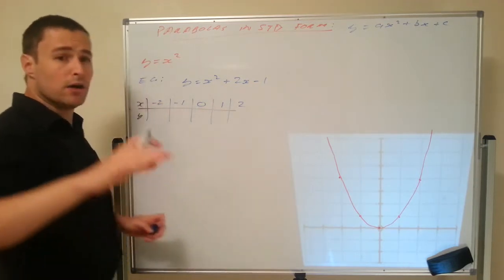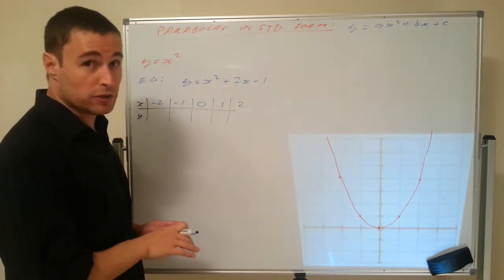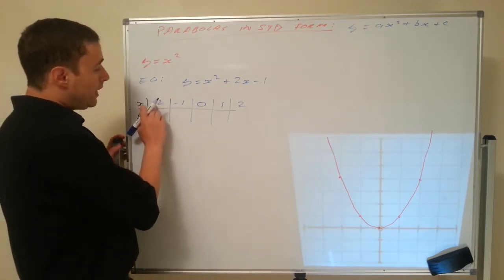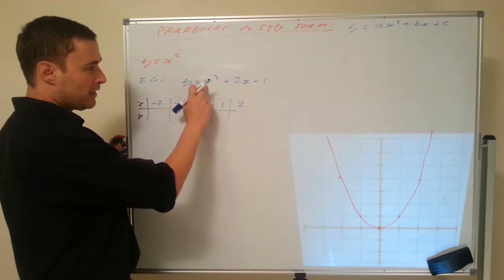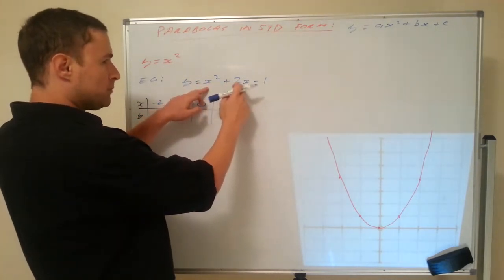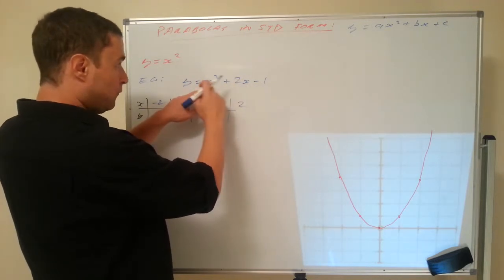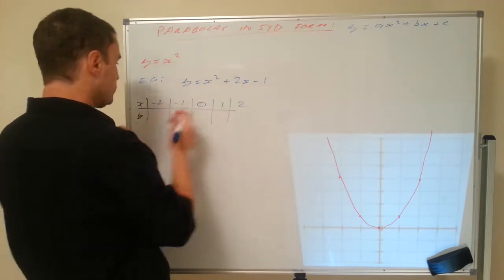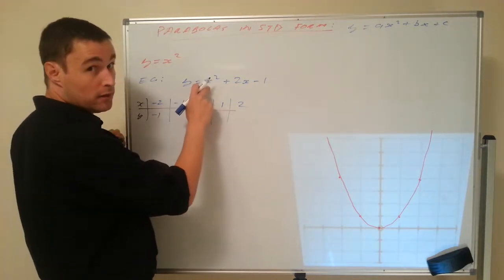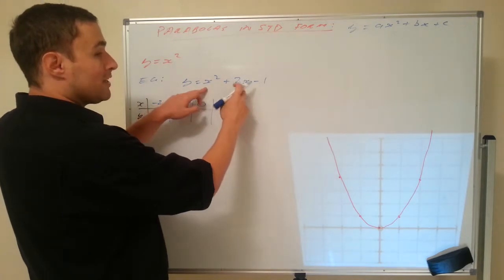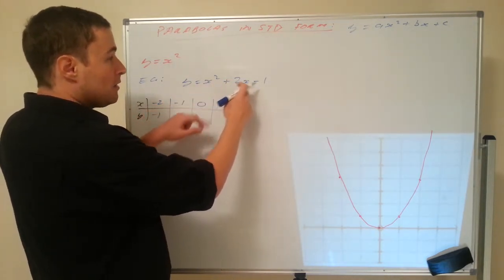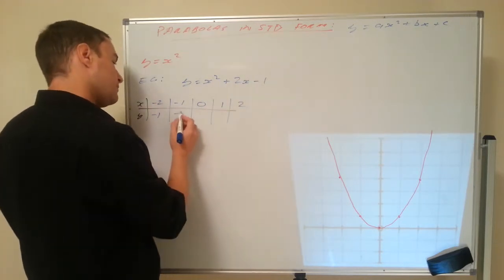Right. Now, the working is on the notes there, but let's just try and do this in our heads. Negative 2, I'm going to replace x with negative 2. Negative 2 squared is 4. 4, negative 2 times 2 is negative 4. 4 plus negative 4 is 0. Minus 1 is minus 1. You're with me? Negative 1 squared is 1. 2 times negative 1 is negative 2. 1 minus 2 is negative 1. Minus 1 is negative 2.